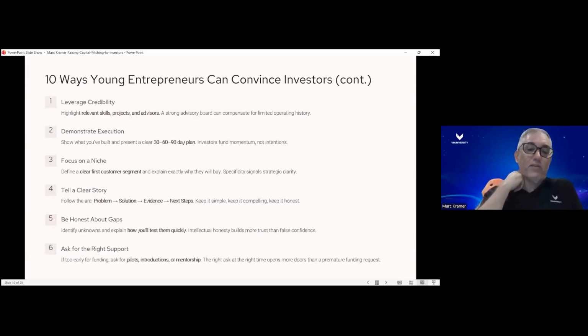So, 10 ways you can convince investors. Leverage credibility, highlight relevant skills that you have in understanding this market, what's going to make you successful. So when I started Prompt Payment, I created the concept of reverse factoring. I raised $3.2 billion. I had no background in this. I basically came up with the idea from watching a guy do something similar in Guatemala.